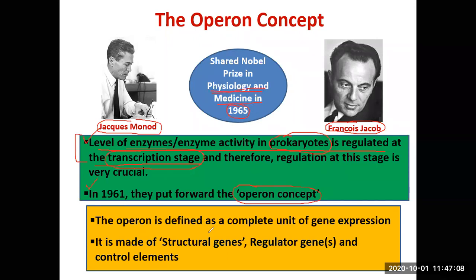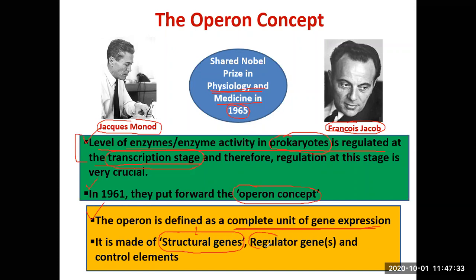So what is the operon concept? Let us see. They defined the operon as a complete unit of gene expression. And what is it made up of? It is made up of what are called structural genes. The components of the operon: this is component number 1, structural genes.